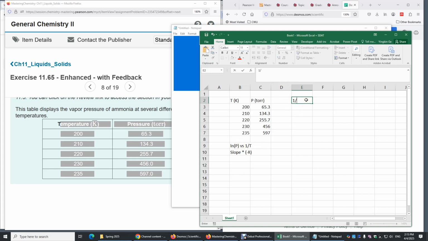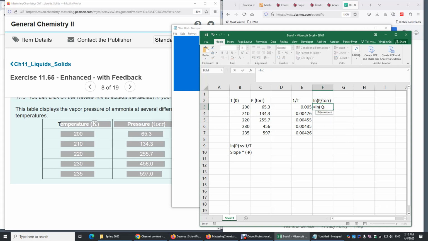What's 1 over temperature? I'm gonna use the equation 1 over 200 here, and then I drag it down. And over here, LMP. Supposedly it should be LMP divided by units, so I'm gonna just use torr for convenience. You can use pressure over 1 bar, over 1 atm, or over 1 torr. It does not matter. It's not gonna affect the slope. You will get the same slope. It's just when you divide pressure by different units, you get different intercepts.